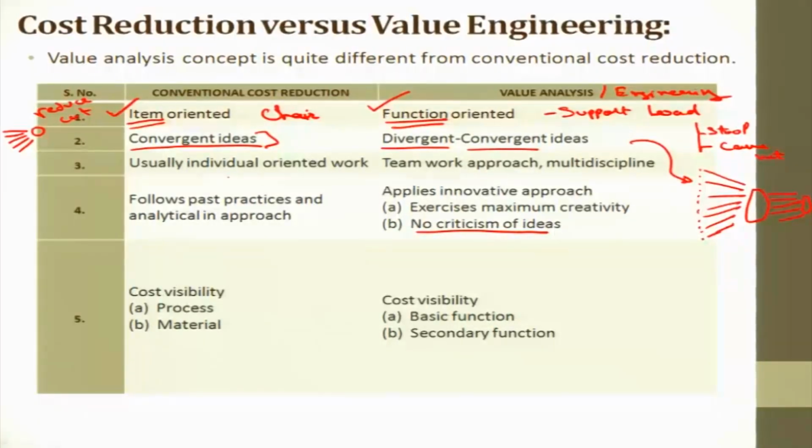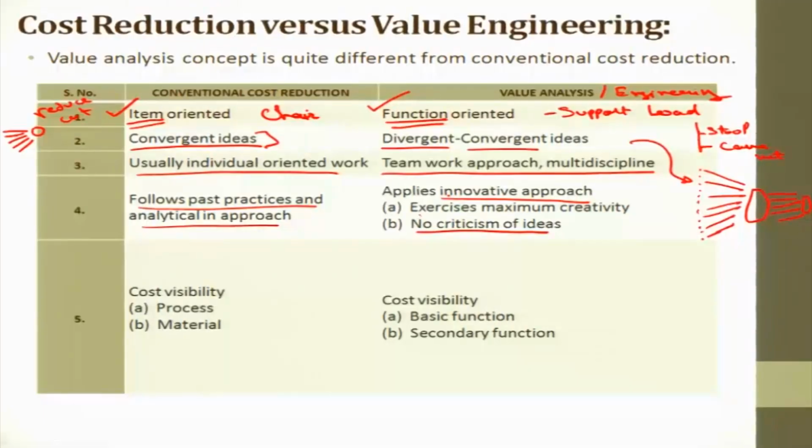So cost reduction is usually an individual oriented work. It might be teamwork as well, but value engineering is always teamwork. Multidisciplinary people work in that. The production people will tell, is this possible to produce or not? The finance people would tell, are the funds available for this or not? Marketing people would tell, would the customer accept this change or not? Actually, all these people work together in value engineering. The voice of customer is being transformed into the functions here. A general cost reduction follows the past practices and is analytical in approach, but value engineering is innovative.